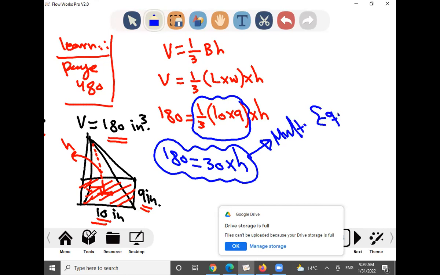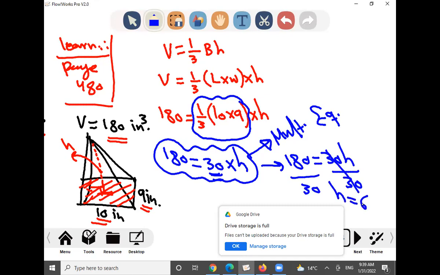How do we solve a multiplication equation? We divide both sides by the coefficient. Remember, we took that before. So what's the coefficient here? 30. Divide both sides by 30. So we have 180. 30 multiply h is 30h, right? No need to put multiply between a number and a variable. So here we divided both sides by 30. So h will be what? 6. And the same unit. What's the unit? Inches, 6 inches.